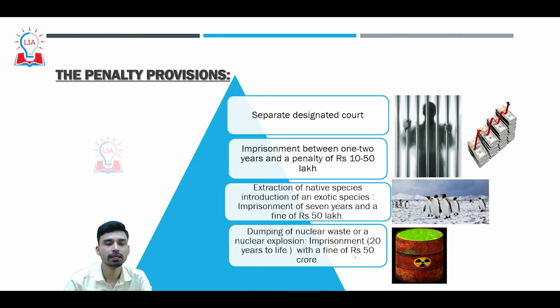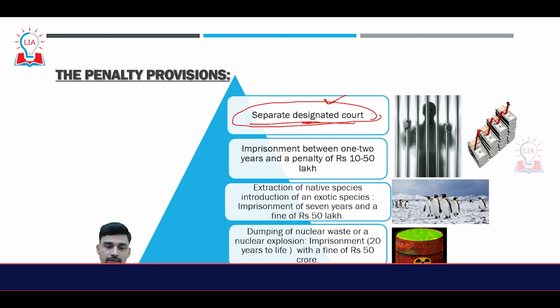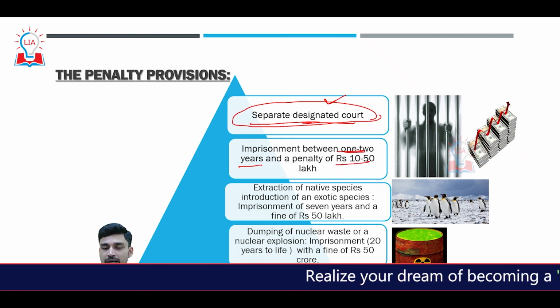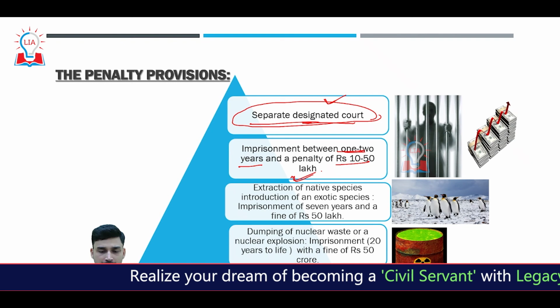Now coming to the penalty provisions that have been made in this bill for citizens taking part in prohibited acts. First of all, there will be a separate designated court for dealing with all matters related to Antarctica. Second, the bill states that there will be imprisonment of a minimum of 1 to 2 years and a penalty of rupees 10 to 50 lakh minimum for any violation of the act.